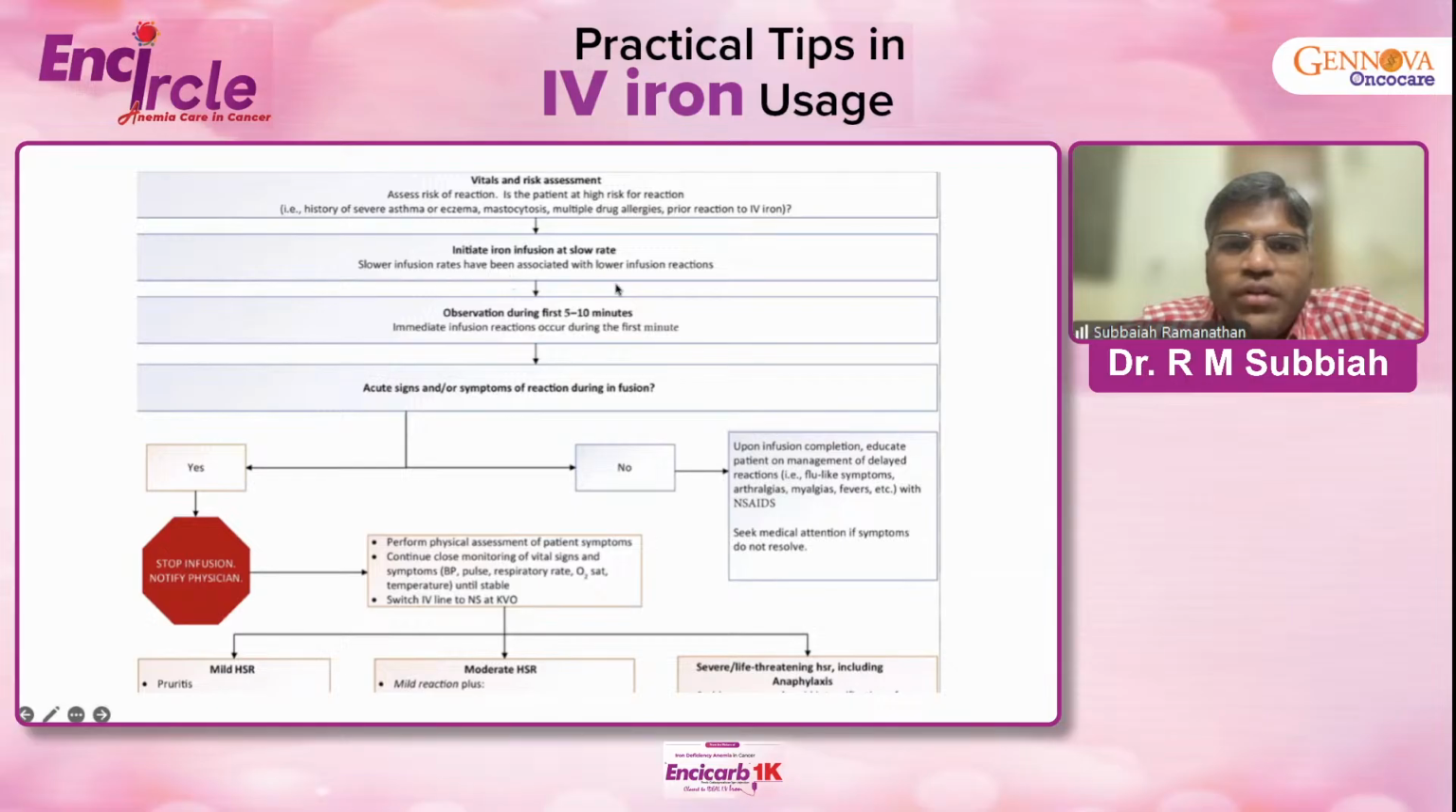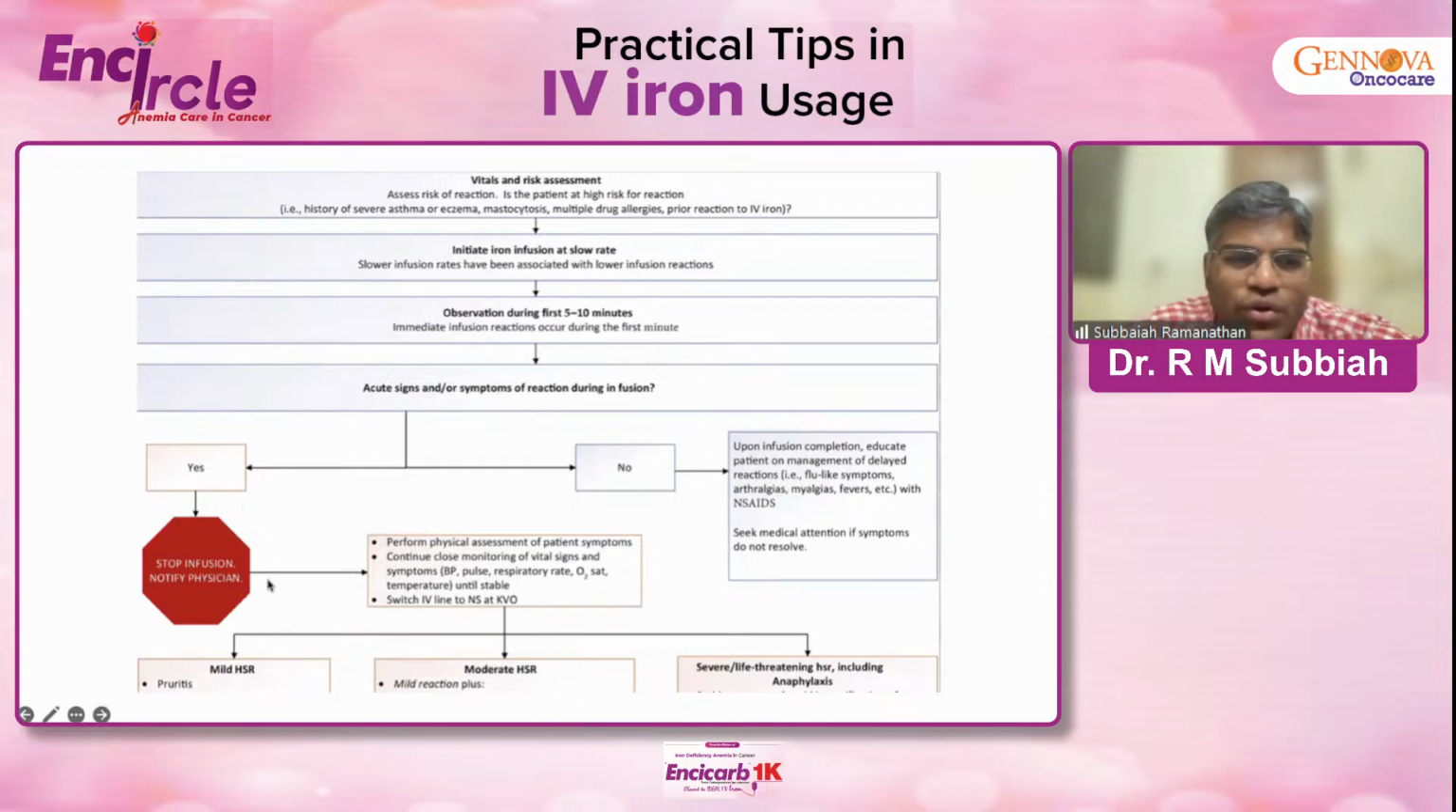Slower infusion rates are associated with lower infusion reactions. But in general, 20 minutes is what is recommended for most of the infusions. But only in these special scenarios, you have to give it slowly and observe for the first 5 to 10 minutes. And immediate infusion reactions occur in the first minutes. So the longer the time the patient is fine, the lesser the chances of reaction. So within the first 5 minutes, you often see these reactions. After that, it's unlikely.